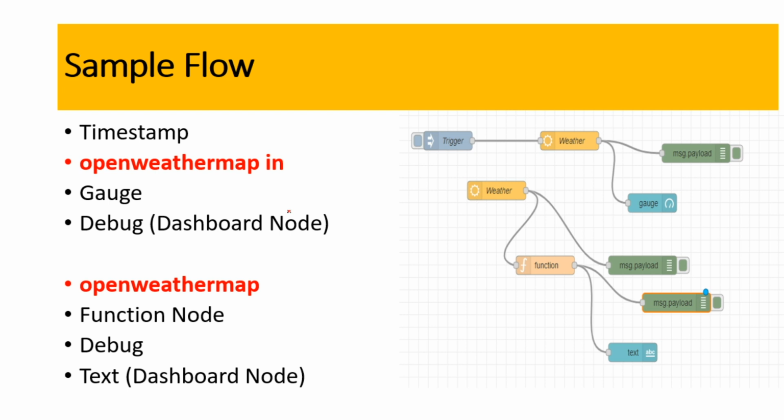Now we will see how to create a sample flow using this Open Weather Map. I am going to use both the input node and the query node. This is a query node and this is the input node. I am taking an inject node, an open weather in node, then a gauge node, which is a dashboard node, and a debug node. So these are the 4 nodes I am going to consider for this flow.